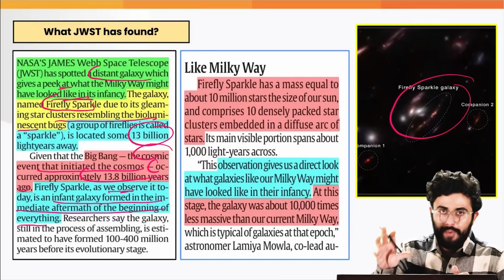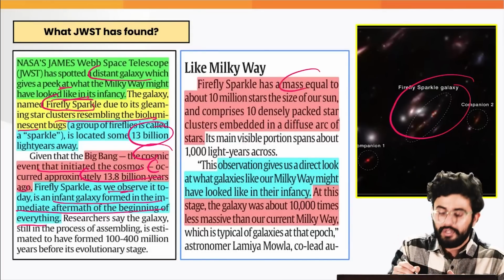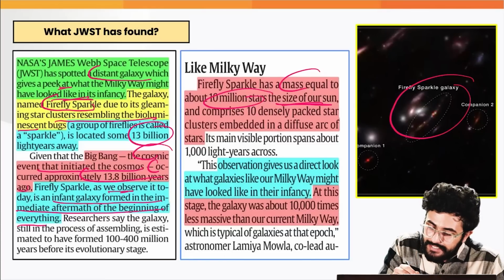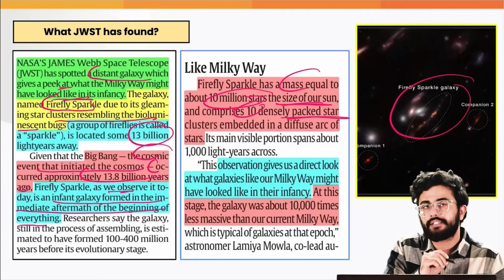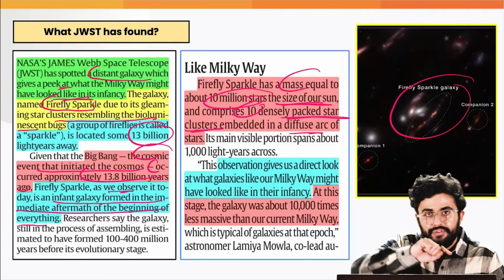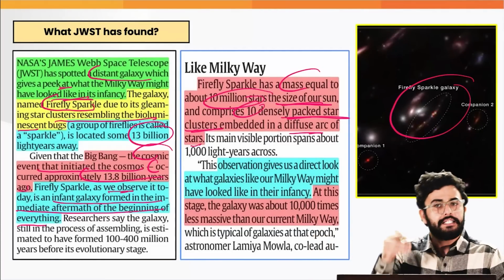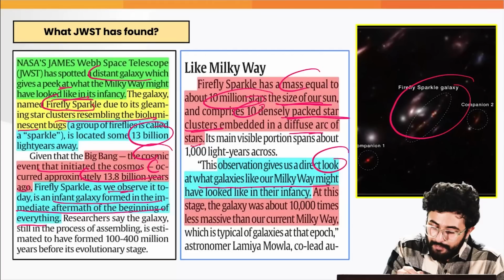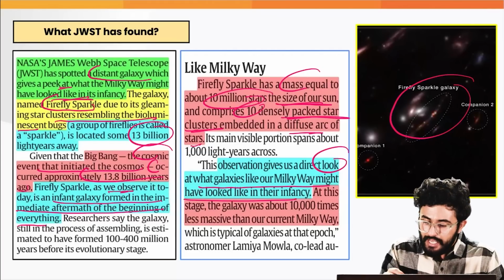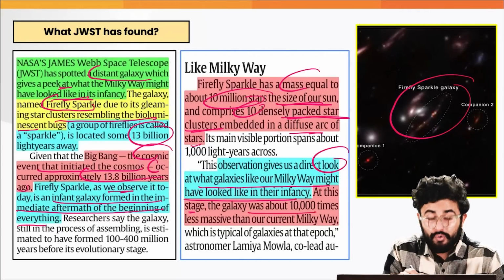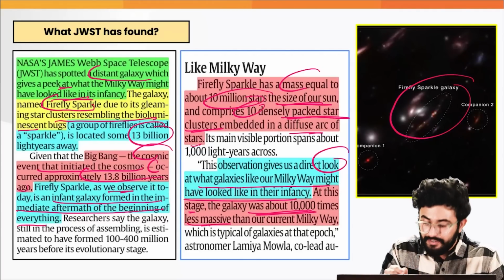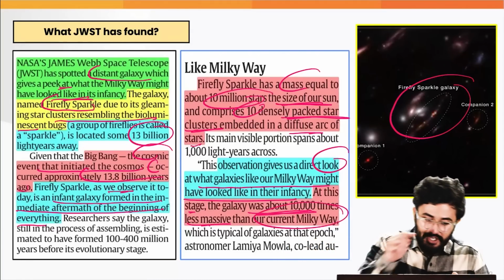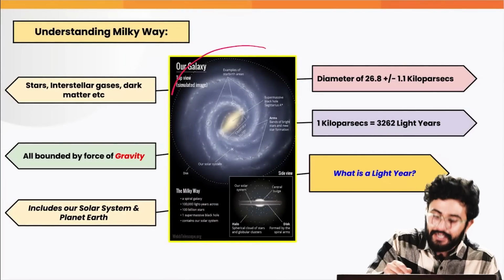So this Firefly Sparkle galaxy has a mass which is equal to 10 million stars the size of our Sun, and comprises 10 densely packed star clusters which are embedded in a diffuse arc of stars. This observation gives us a direct look at what galaxies like our Milky Way might have looked like in their infancy. At this stage, the galaxy was about 10,000 times less massive than our current Milky Way. So obviously over a period of time it is going to expand, just like how our Milky Way did.